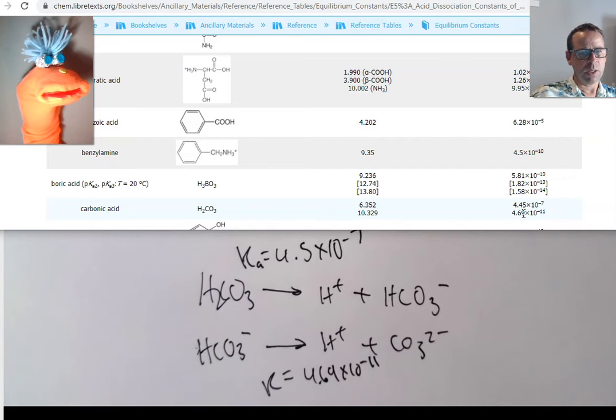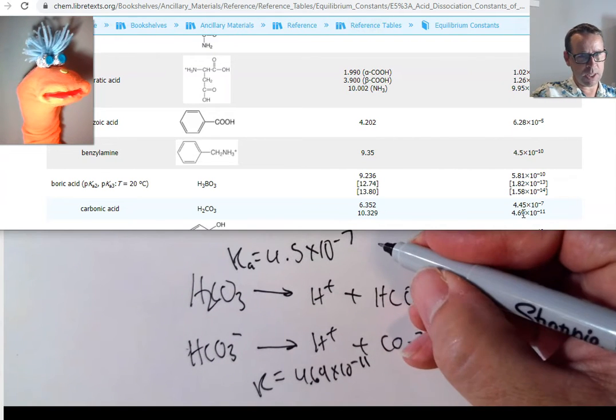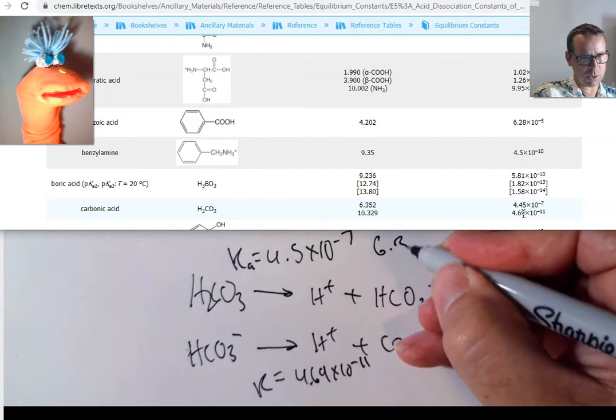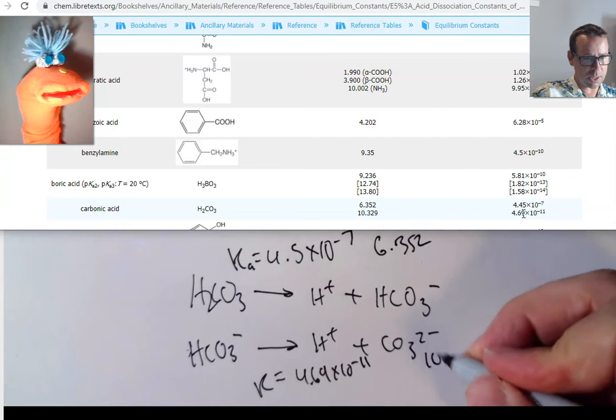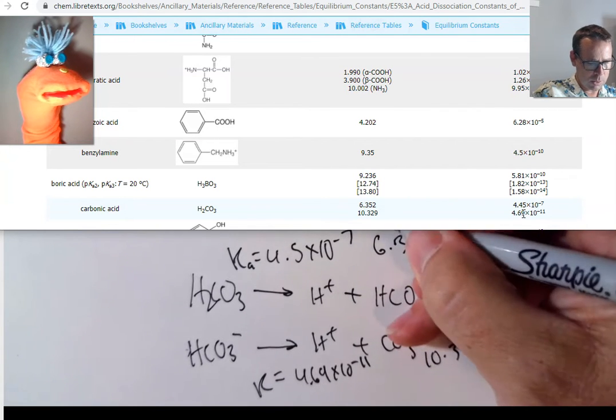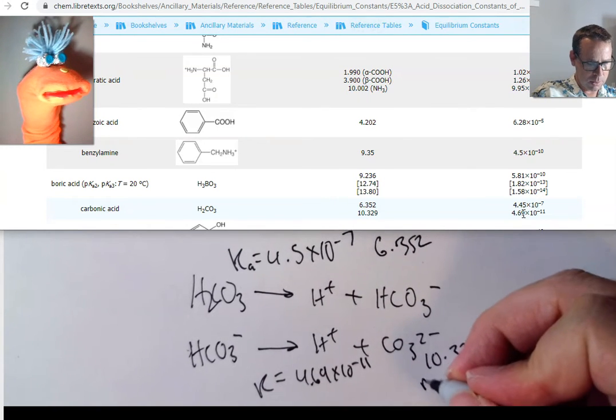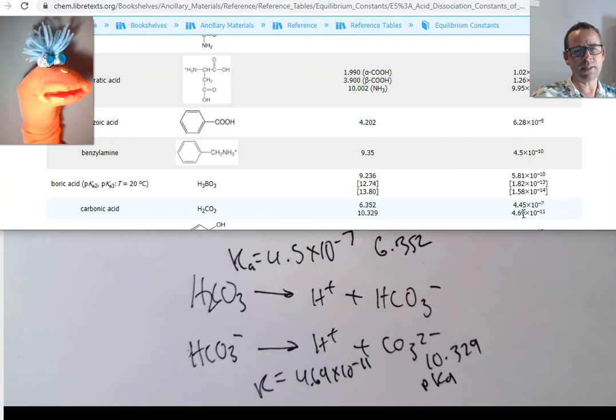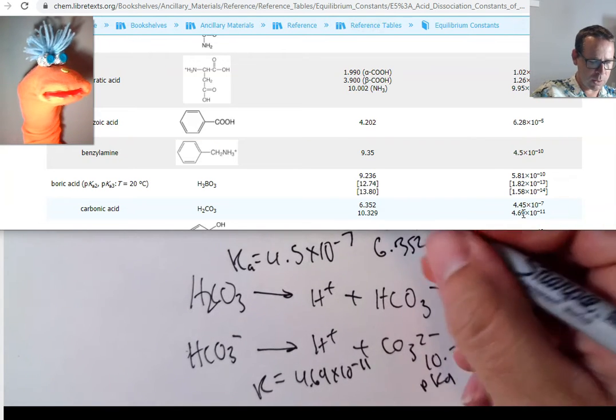All right. Now I'm also going to write these in terms of pKa. The pKa here is 6.352, and this one is 10.329. These are our pKas. So what does that tell us? What do those pKa values mean? Do you remember?